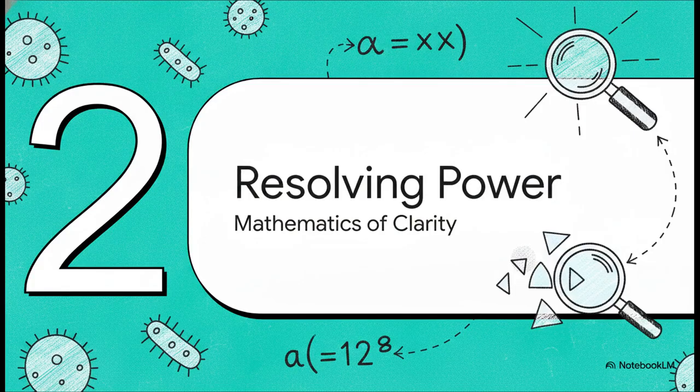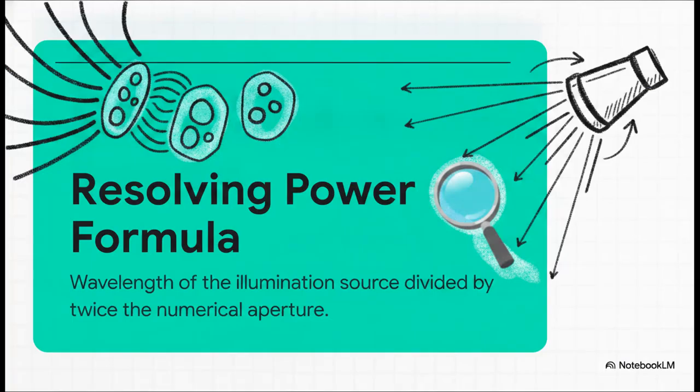Section 2. Mastering resolving power, the mathematics of clarity. This brings us to how allied health investigators actually verify tiny super-specific diagnostic details like bacterial morphology with absolute clarity. We measure this clarity using a formula for resolving power, or RP. Resolving power equals the wavelength of the illumination light divided by 2 times the numerical aperture. Now don't let the math scare you, it just represents two physical realities.